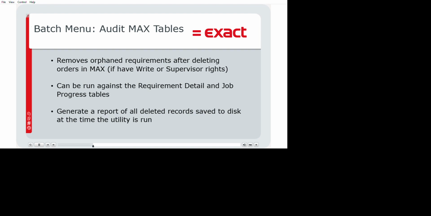When you delete an order that has requirements, like a parent order, some requirements may remain in the MAX database. These are commonly called orphaned requirements. You can audit the data tables to identify and delete all orphaned requirements from the requirements detail and job progress tables. You must have right or supervisory rights to the Audit MAX Tables feature to delete the orphaned requirements.